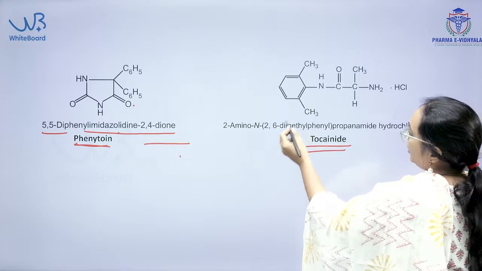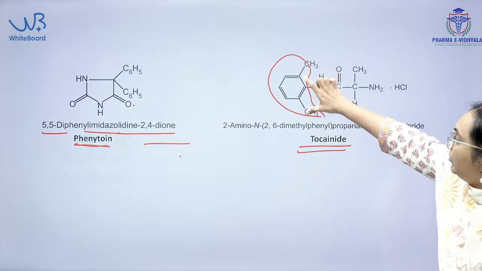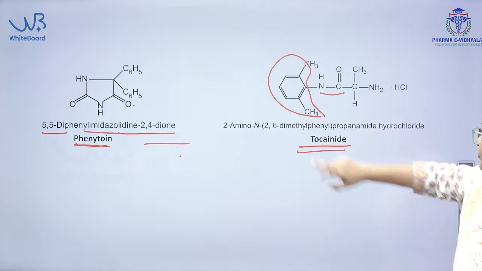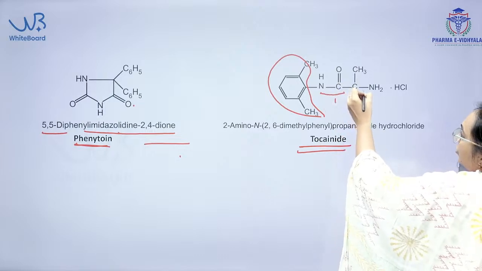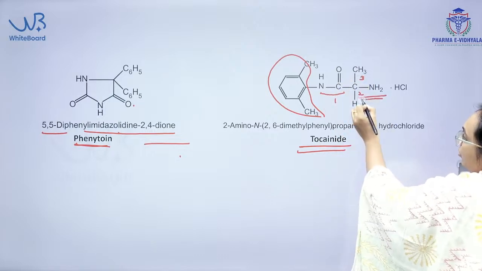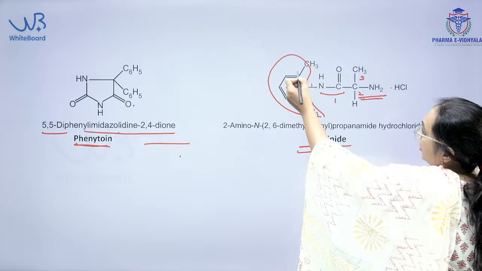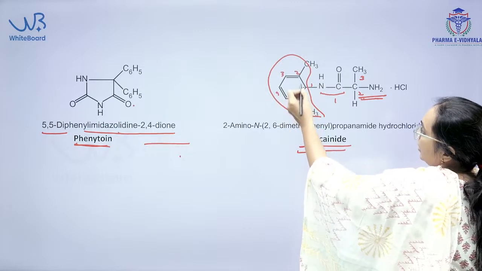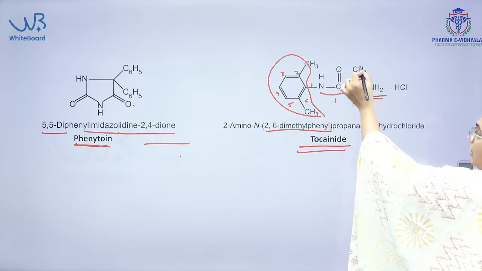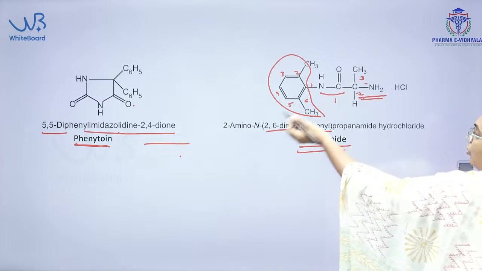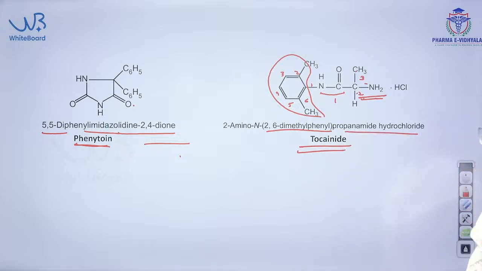Tocainide, this is the tocainide structure. If you see here, a dimethyl phenyl group will be there, and this is the amide, propanamide. 1, 2, 3, second position amino, 2 amino, N-(2,6-dimethylphenyl) propanamide. How many carbons? 3 carbons are there. So 2-amino-N-(2,6-dimethylphenyl) propanamide hydrochloride, that is tocainide.